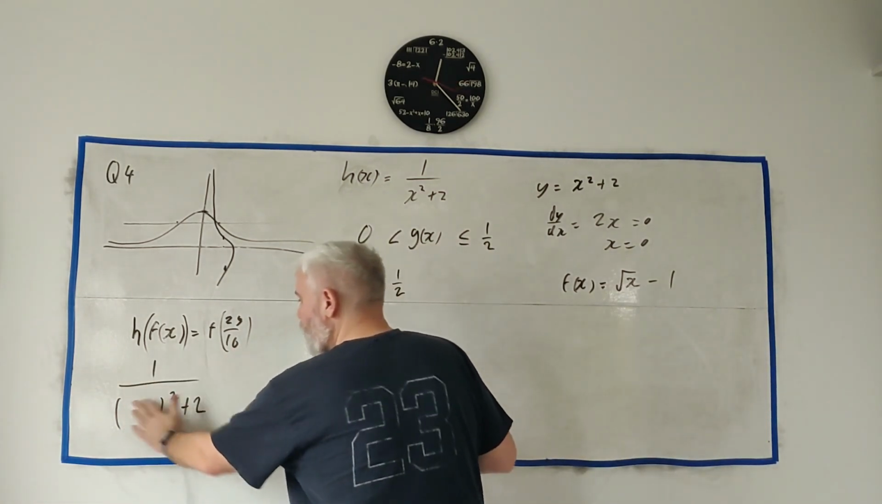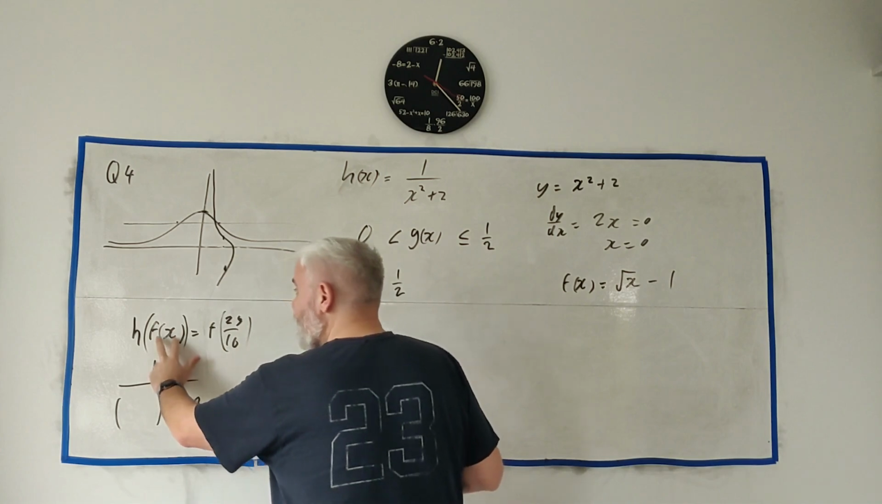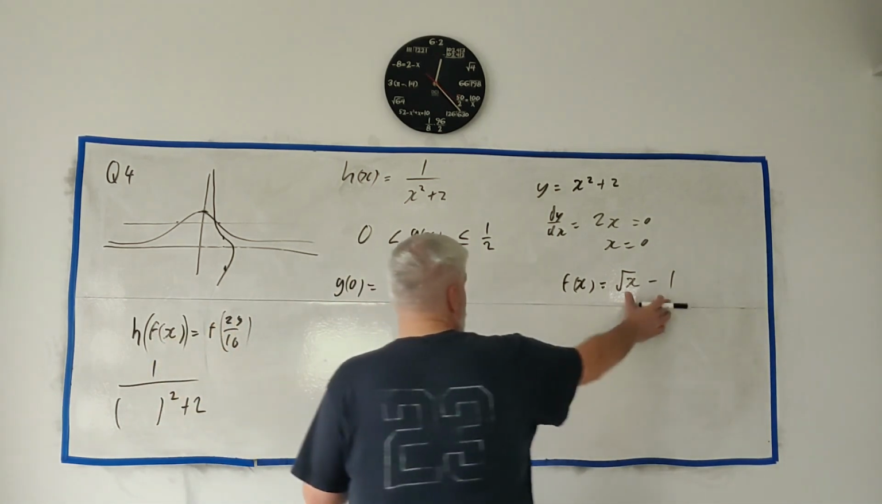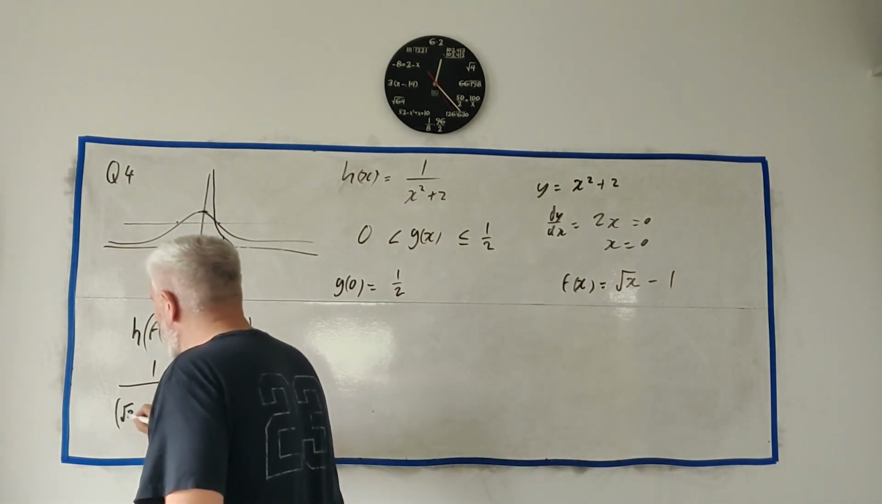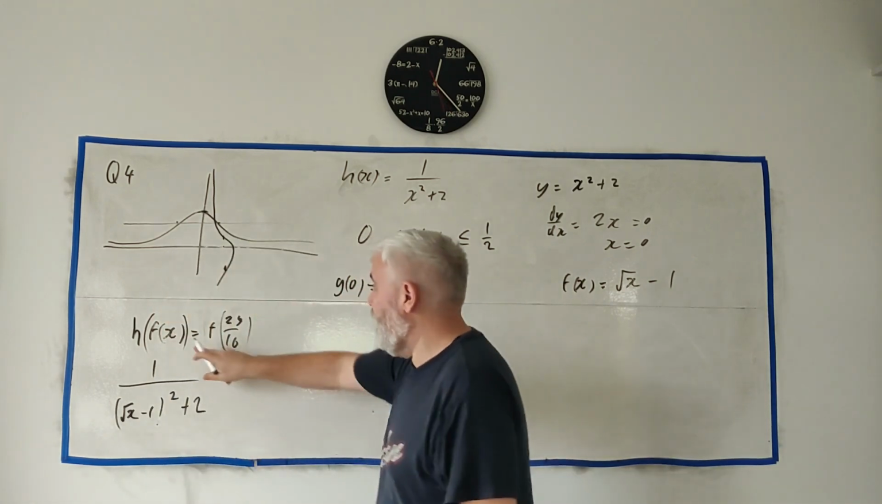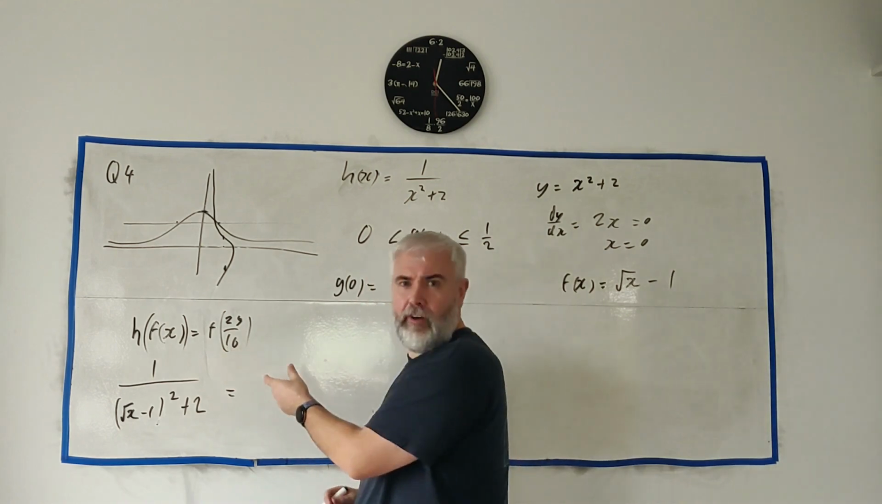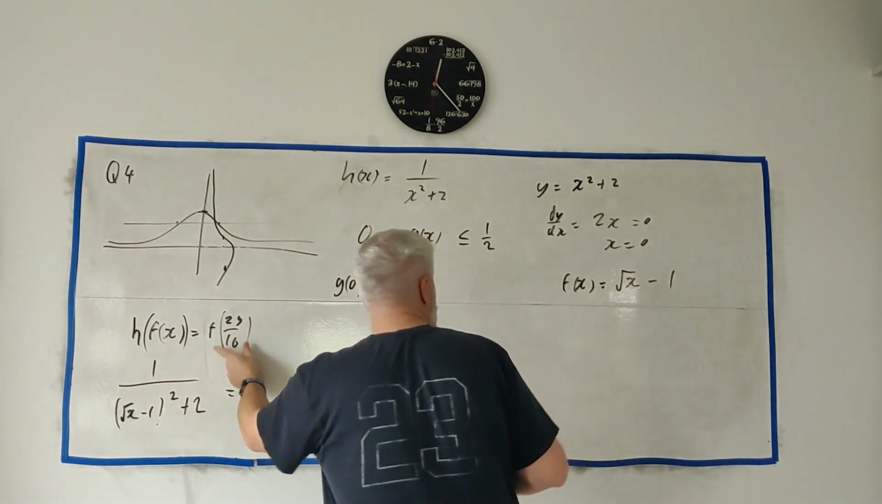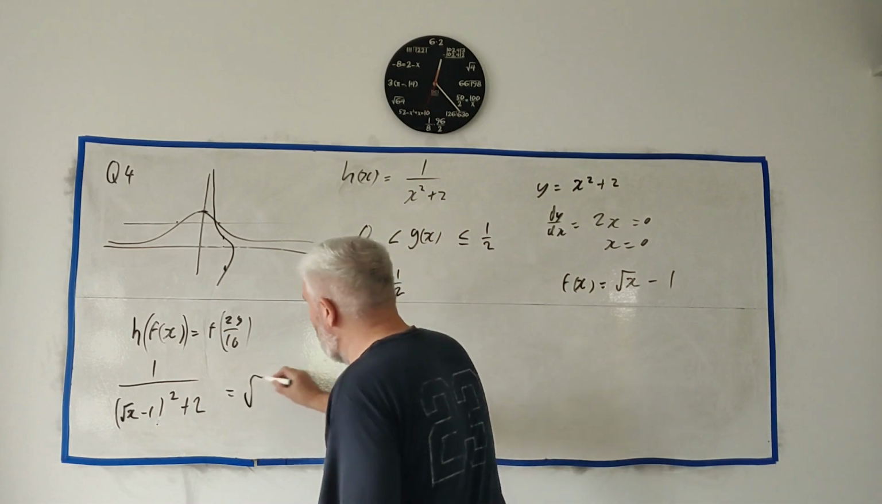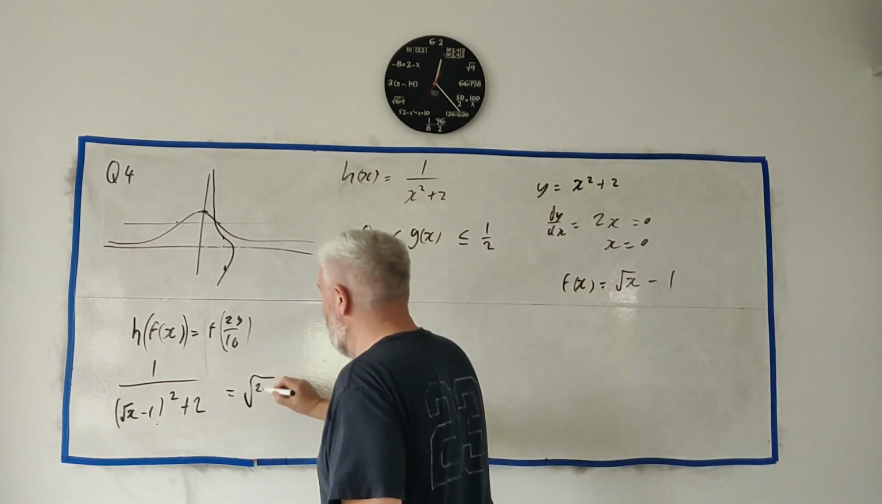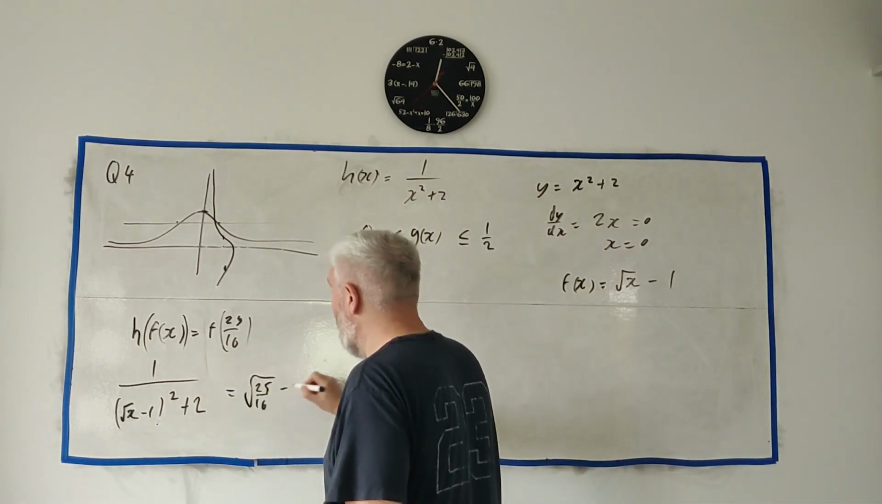1 over something squared plus 2. That something in this case is just f(x). And f(x) is the square root of x minus 1. And that equals f of 25 over 16. And f is just the square root of whatever's in here, which is 25 over 16 minus 1.